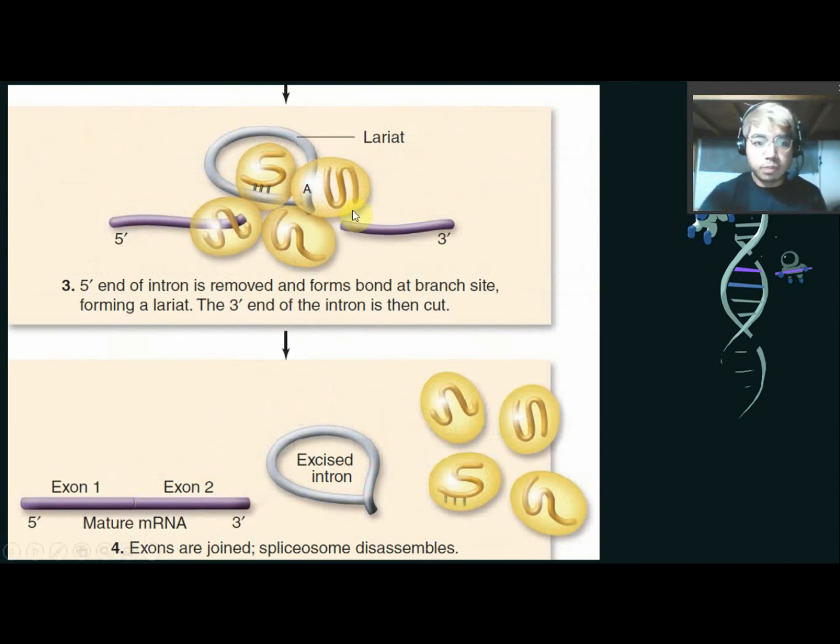This pretzel knot will be detached from the pre-mRNA. Then, the same spliceosome will attach one end of the exon to the other end of the exon, creating the mature mRNA, while they splice or remove the intron. Okay? They will be removing the intron and they will just retain the exons. And the exons will create the mature mRNA, ready to be utilized for the codons that would be responsible for translation.